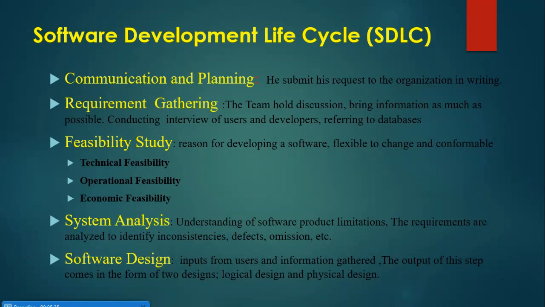Okay, let's come to the point I have taken here, communication and planning. Like I said, the bank manager may just submit in writing his document to the organization saying, I need that software, I need that project. Maybe he just gives you a title, and by looking at the software title you get some idea of what the owner wants. Then you need requirement gathering with the project owner, or with your team, to discuss, bring ideas, and gather such information.